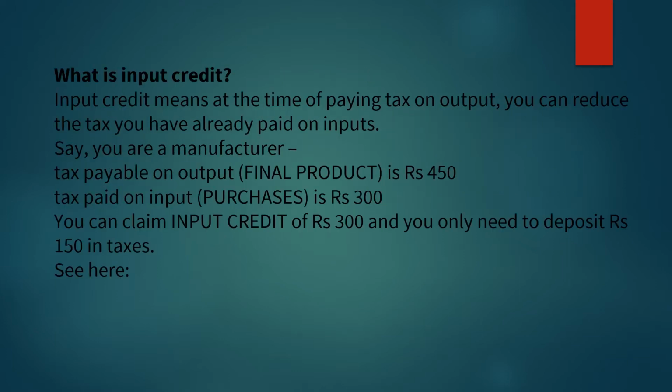For example, you are a manufacturer. Tax payable on the final product is rupees 450. Tax paid on input, that is purchases, is rupees 300. You can claim input credit of rupees 300 and you only need to pay rupees 150, that is 450 minus 300, 150 as taxes.